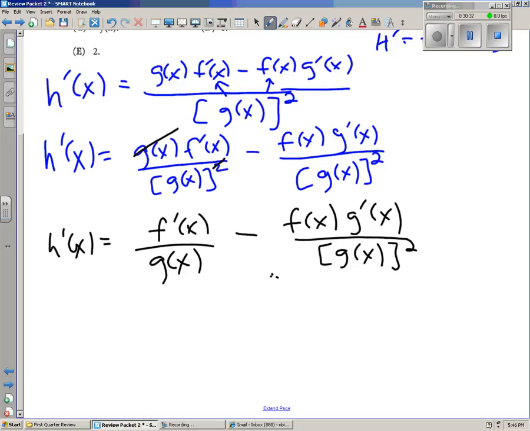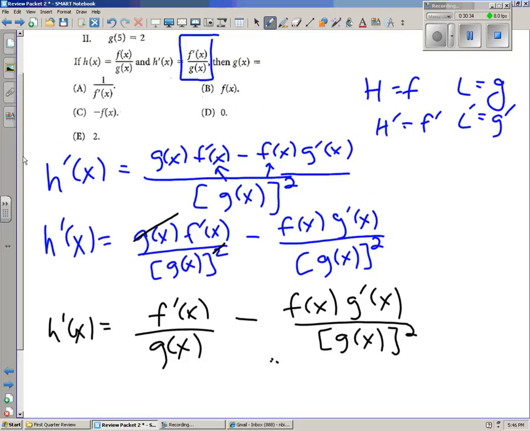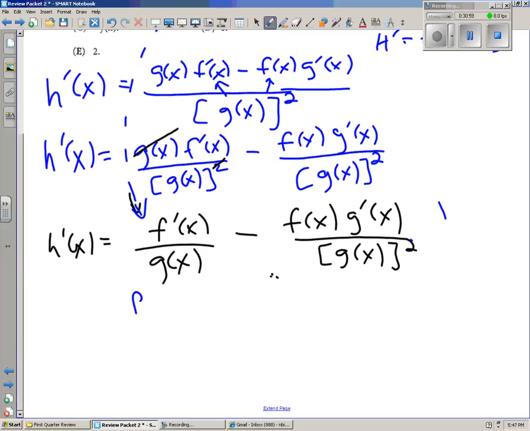But we also know that h prime of x is just equal to f prime over g, which is this term. So since h prime of x is equal to this, from the quotient rule we got h prime of x is equal to this term minus something else. The something else part has to be 0 because we know that h prime of x is just equal to this first term. So the second term has to equal 0. So that's conclusion number 1 here. This second term has to be equal to 0.